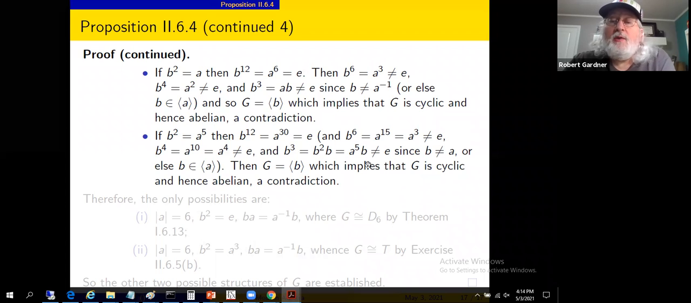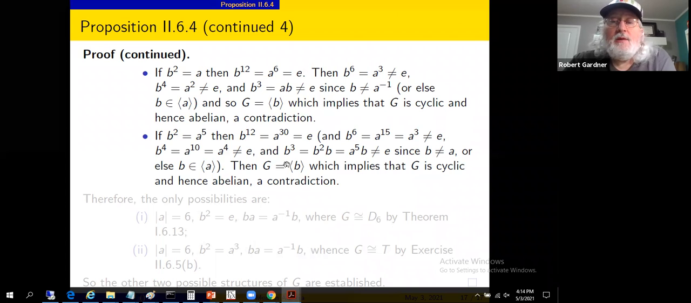If it were, then B would equal A. I'd need A to the 5th inverse to get the identity out, and B can't be A itself. Right? We chose it to be something distinct from A, something distinct, in fact, from the elements generated by A.